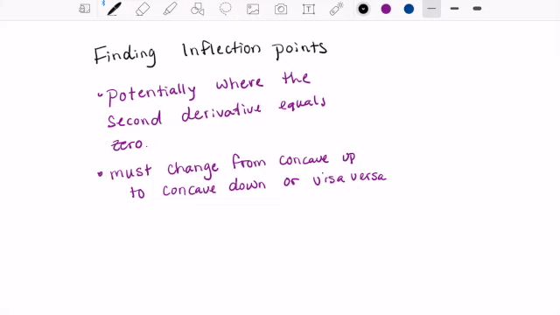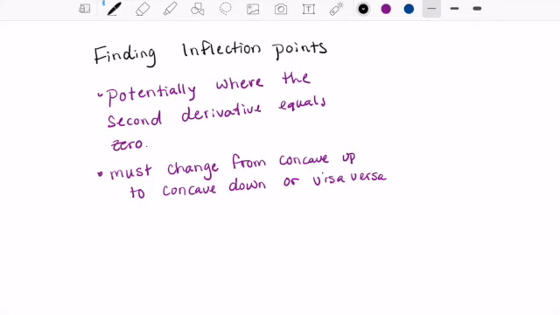Long story short, to find an inflection point, you're going to take your second derivative, set it equal to 0, and whatever value we get, that's going to be the potential inflection point. The reason I say potential is because sometimes something may not happen there. We may not have an inflection point.